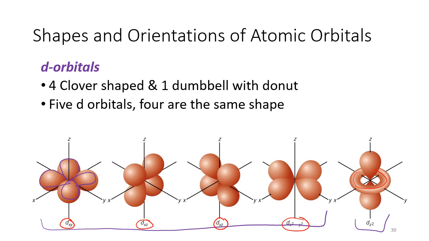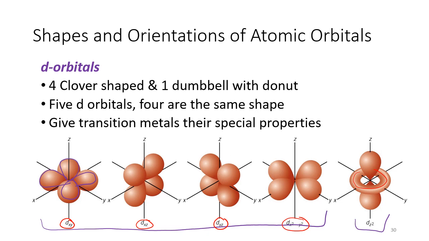We will see that d orbitals are important in the formation of chemical bonds in certain molecules, and that their shapes and orientations are often important in understanding the properties of transition metals. They give many transition metals their special properties that we may have observed throughout this course.